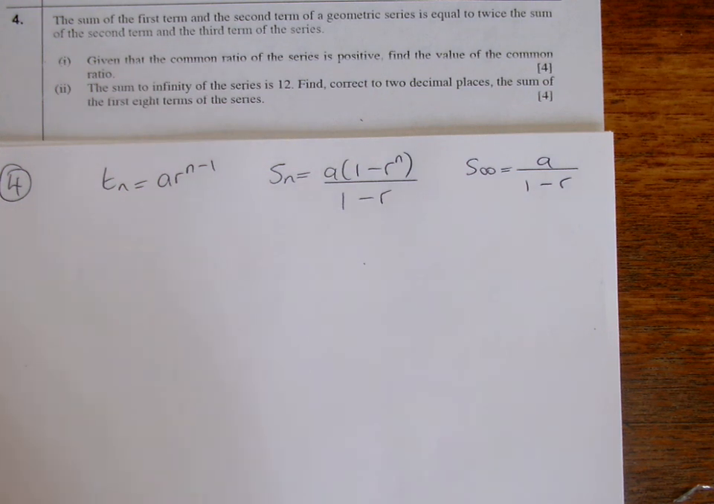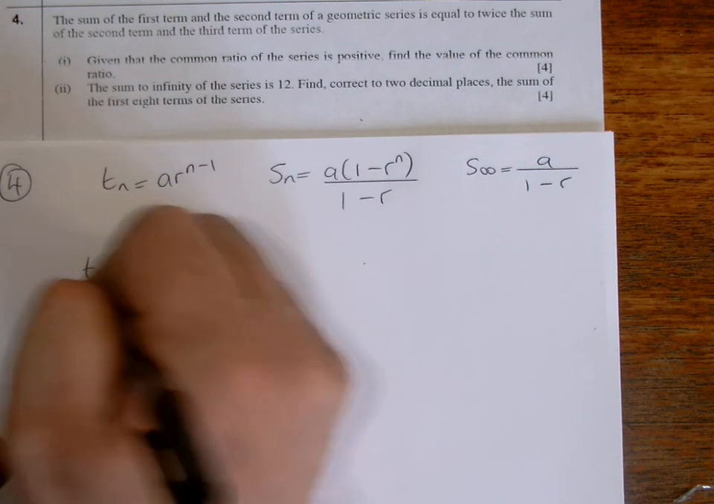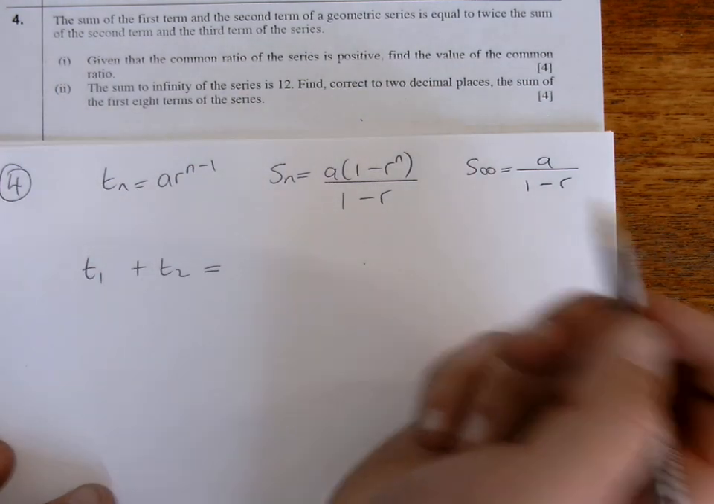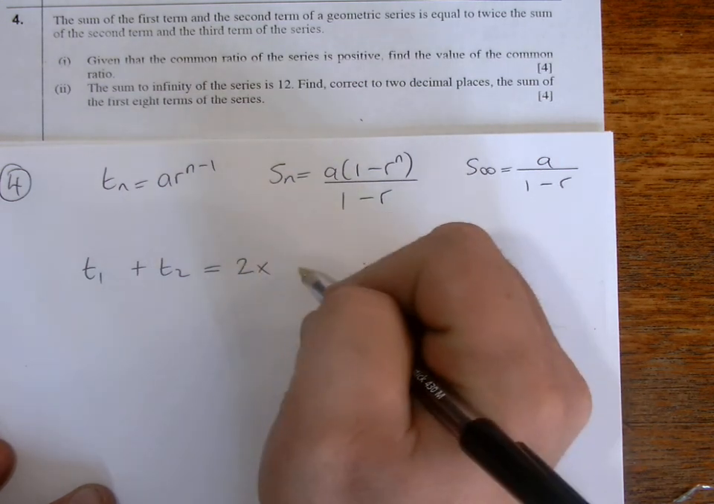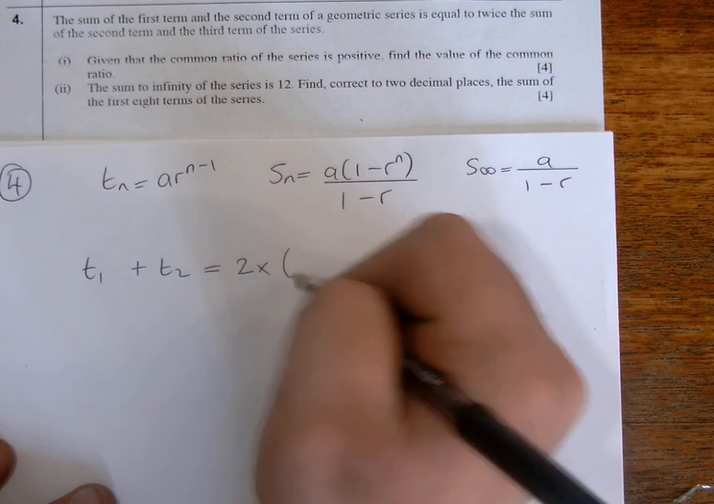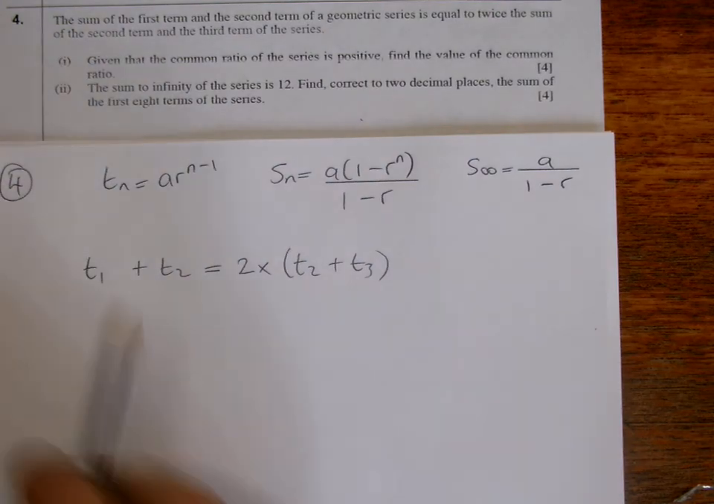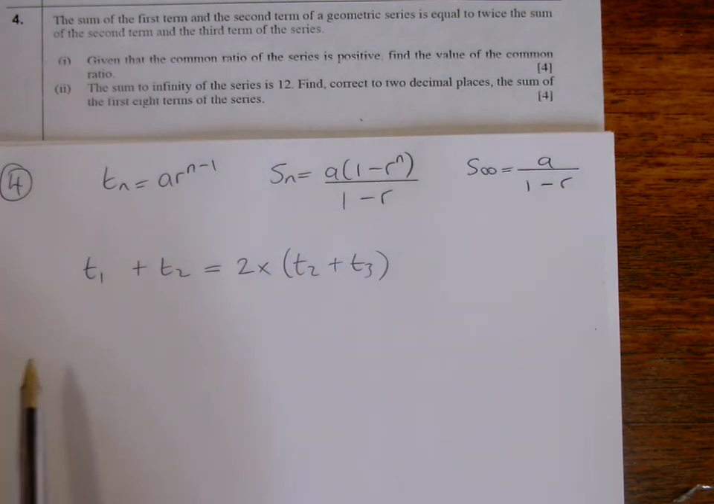Okay, question 4. The sum of the first term and the second term of a geometric series, so t1 and t2, is equal to two times the sum of the second term and the third term, so t2 plus t3. So the first two terms is equal to twice the sum of the next two terms, or the second and third term. Find the common ratio given that it's positive.